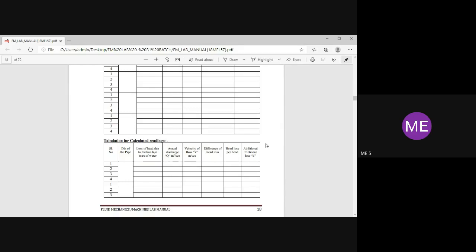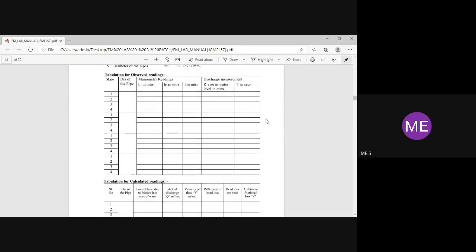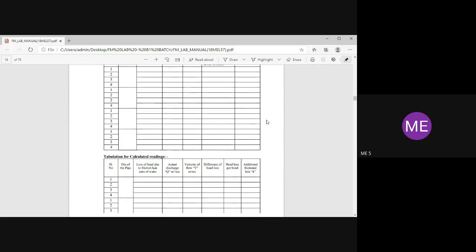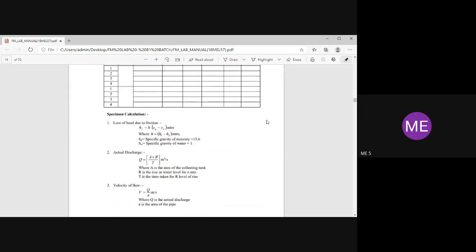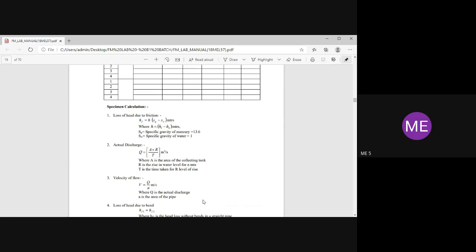I'll give two sets of readings, one for pipe with bend and one for pipe without bend. HF1 is the loss of head due to friction in the pipe without bend, and HF2 is the loss of head in the bend pipe. You'll get more losses with the bend. So all of you have to note down the readings.